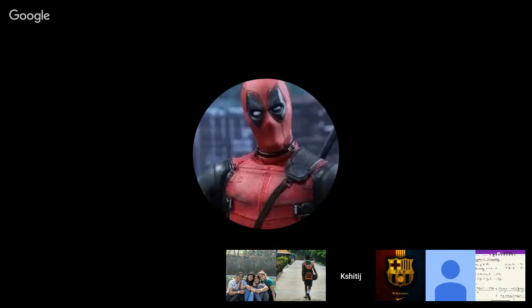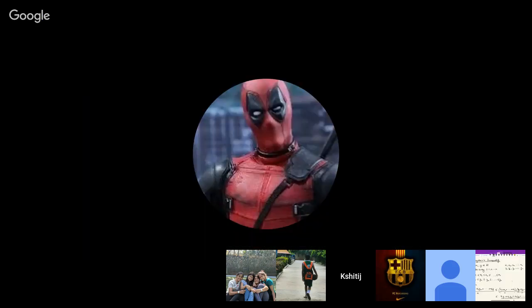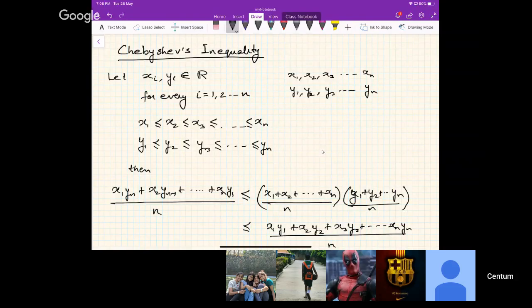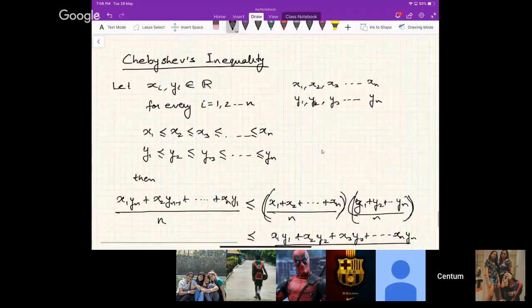For the second part of the inequality, is it (x1 + x2 + xn) all that into (y1 + y2 + yn) by n? Yes. So this one is summation xi divided by n, this is summation yi divided by n, multiplication. Okay. So now let us understand, this is Chebyshev's inequality.